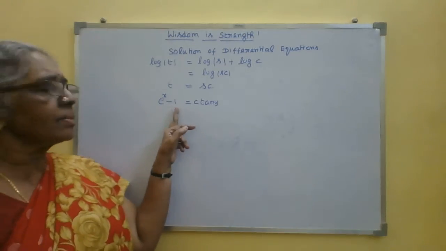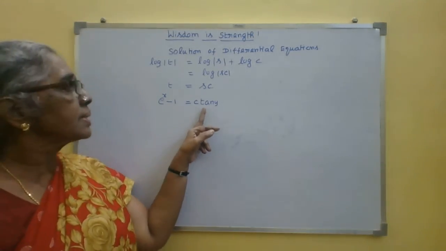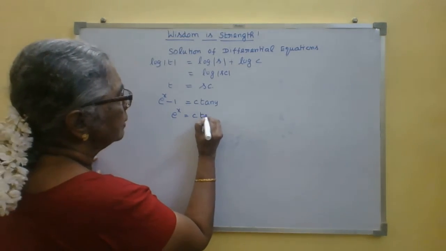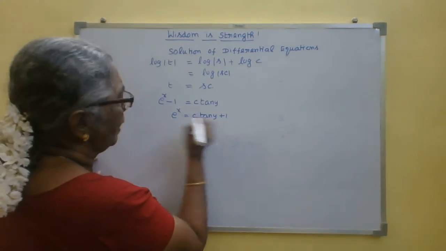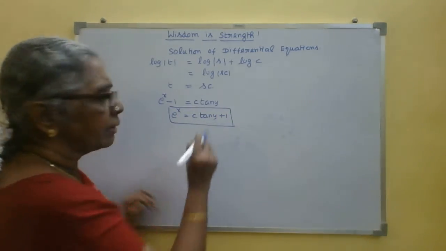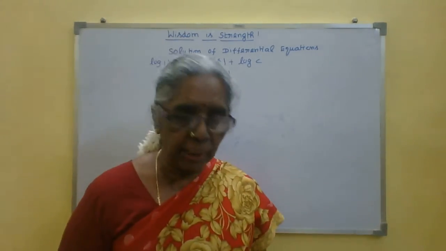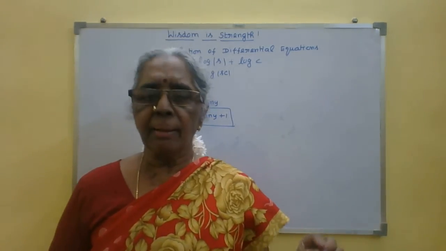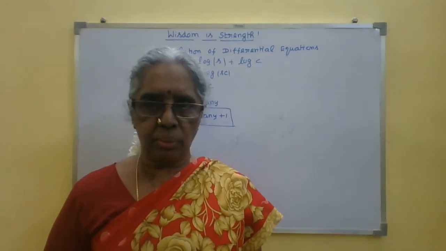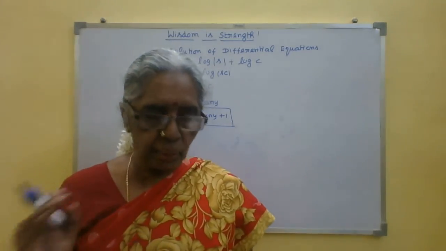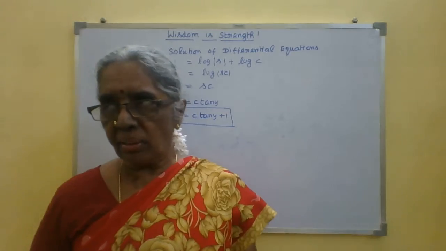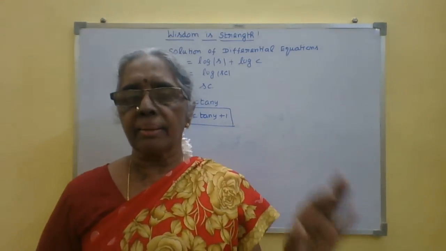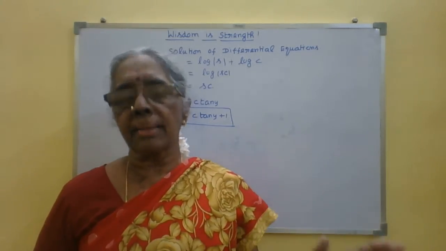So e power x minus 1 is equal to c tan y, or I can write e power x is equal to c tan y plus 1, is the required general solution. Okay, so in this sum, what did you do? You have separated the x terms and dx on one side, the y terms and dy on the other side, and then you have integrated both sides and you got the general solution. You have to write this is the required general solution.